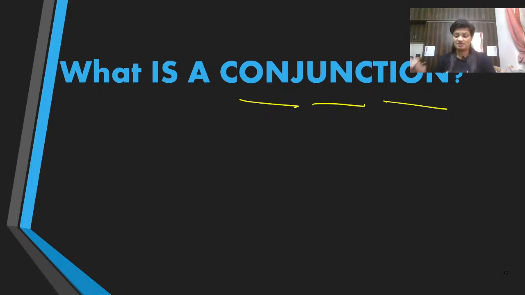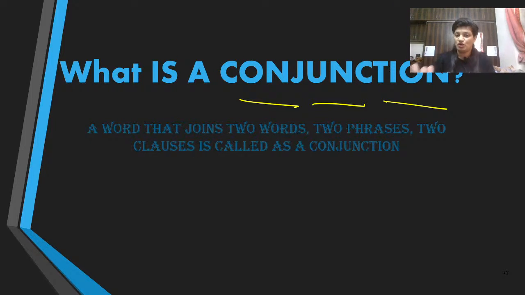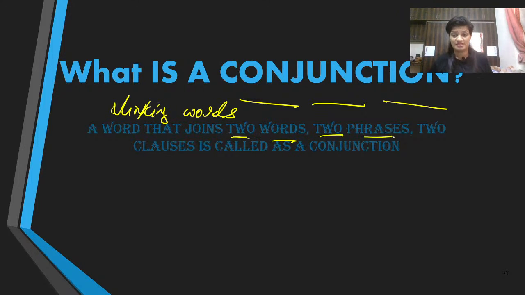They either connect two sentences, two clauses, two phrases, or two words. They don't just combine. Not the signs, Nur Fatima. Conjunctions are linking words which combine or join either two words or two phrases or two clauses. Those kind of words are called conjunctions.